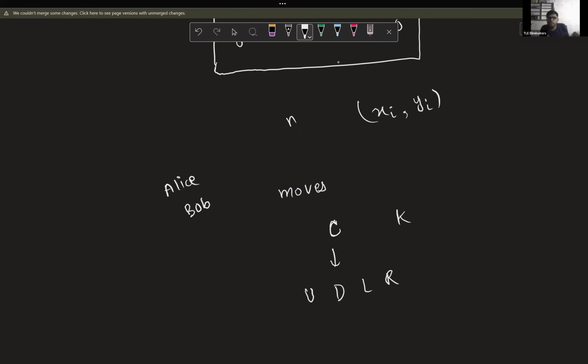Similarly, Bob will choose some direction and some value of k, and the game will continue in this way. We have been told that at any point of time, the value of k will be smaller than the total length of that dimension. Basically, if there are 7 rows and Alice chooses either up or down, then k will be less than 7. It will never be equal to 7. And similarly, if there are 6 columns, then when Alice or Bob chooses left or right, k will be less than 6.